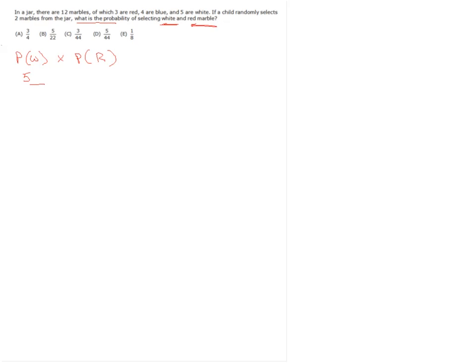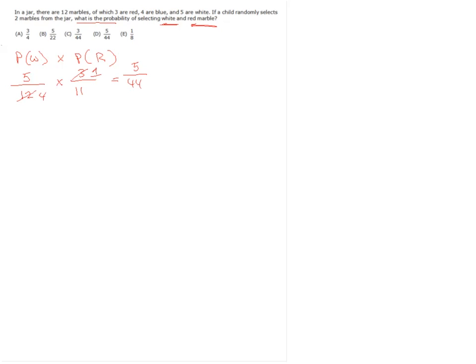Total outcomes is 12, as said at the beginning of the problem. So the probability of getting a white marble is 5 over 12. The probability of a red marble is 3, but now instead of out of 12, because it's the second selection, it's 3 out of 11. Now, the best thing to do here is to reduce before multiplying. You'll see you get 5 over 44.